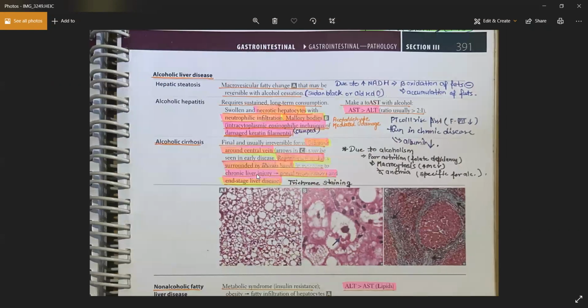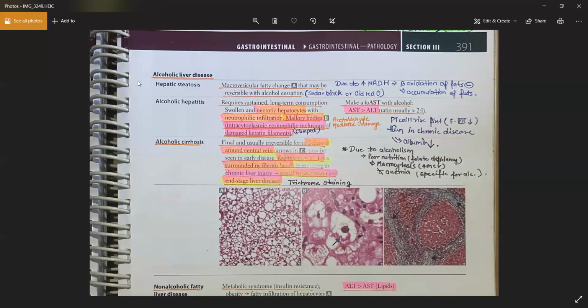Let's discuss alcoholic liver disease. If you remember from general pathology, we discussed that hepatosteatosis, the accumulation of fat in the cell, is a kind of reversible injury. Remember? Okay, so keep this in mind. In alcoholic liver disease, we have discussed how alcohol can cause fat accumulation.